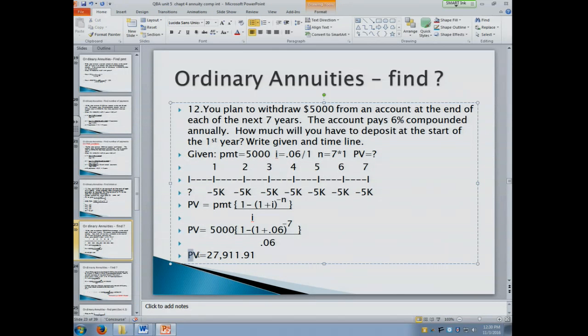If I deposit $27,911.91 at 7%, or 6%, pardon me, I can withdraw $5,000 every year. And that's how your 401k will work.